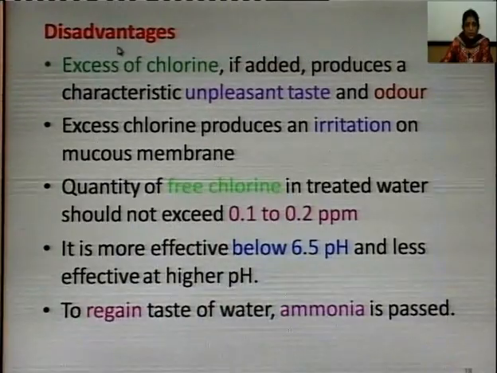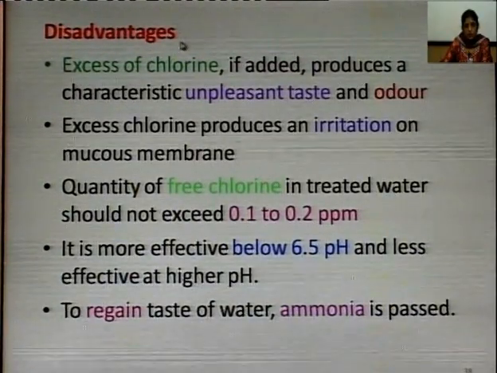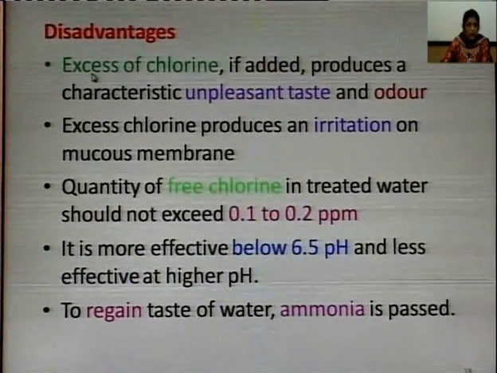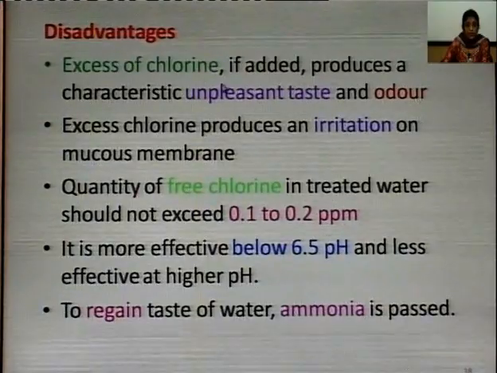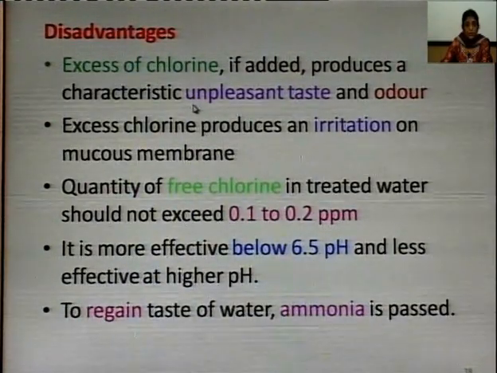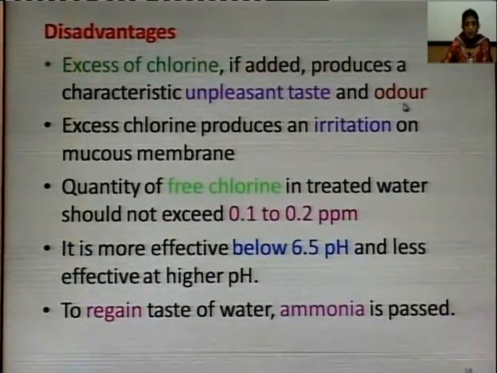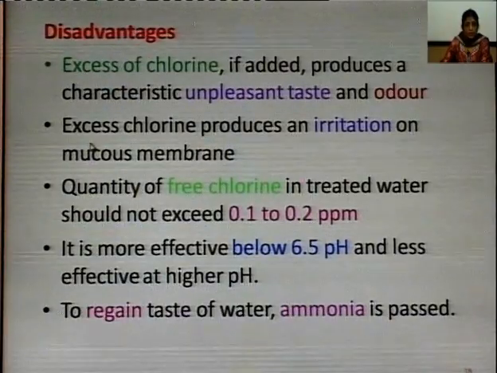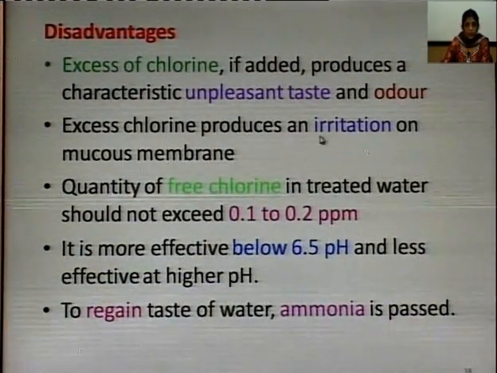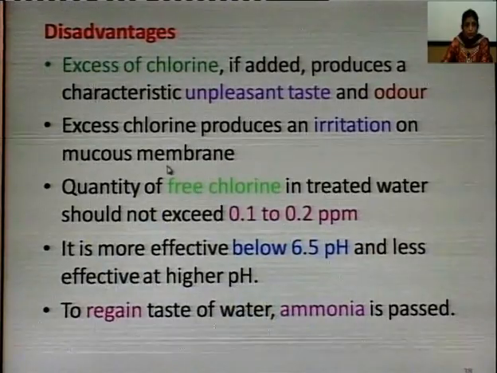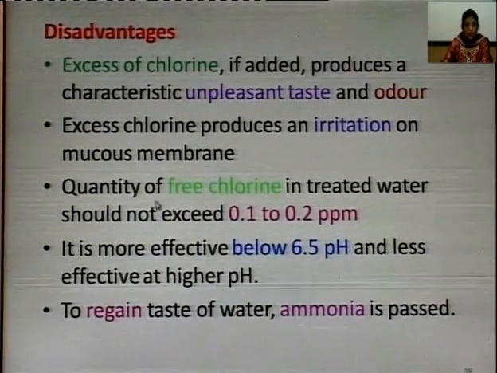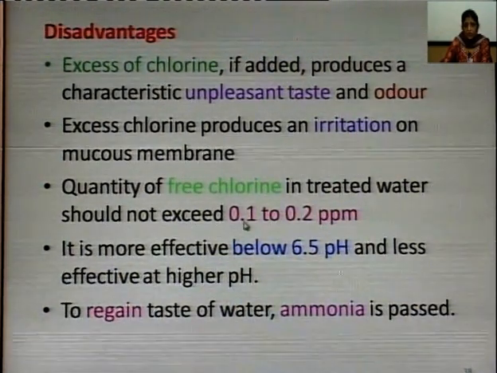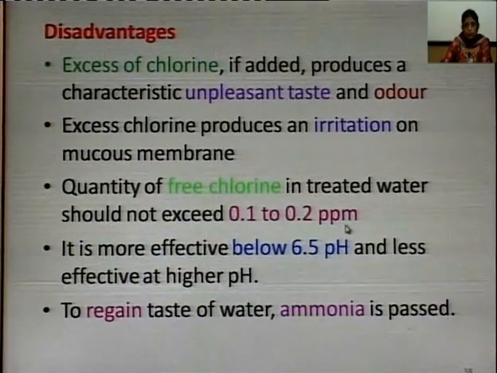But chlorine has certain disadvantages also. In this method we cannot use excess of chlorine. If excess of chlorine is added, it produces an unpleasant taste and odor in the water. Water becomes unpleasant in taste. Sometimes excess of chlorine may produce irritation on mucous membrane. The quantity of free chlorine in treated water should not exceed 0.1 to 0.2 ppm.